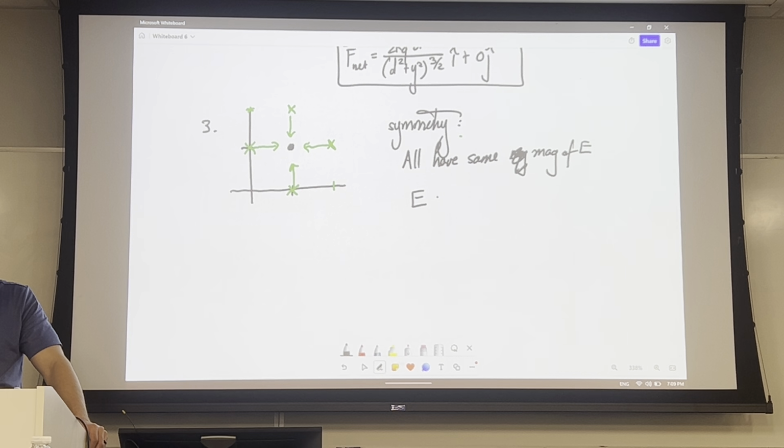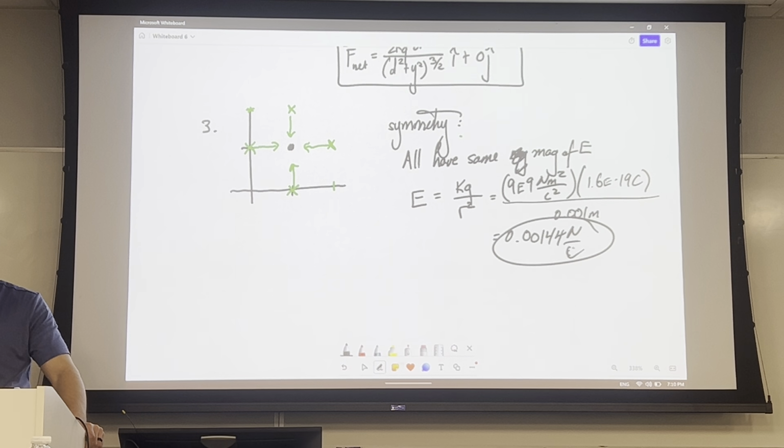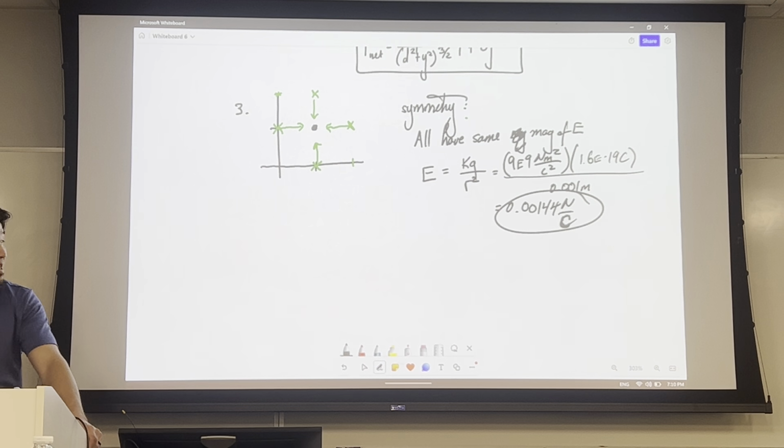And using Coulomb's law, E is going to be equal to kQ over r squared, where k is 9 times 10 to the 9th newton meter squared over coulomb squared. The charge Q is an electron, which is 1.6 times 10 to the negative 19th coulombs, divided by 1 millimeter, which is 0.001 meters. And if you do that, you get a value of 0.00144 newtons per coulomb. That's the magnitude. I actually need the full electric field.